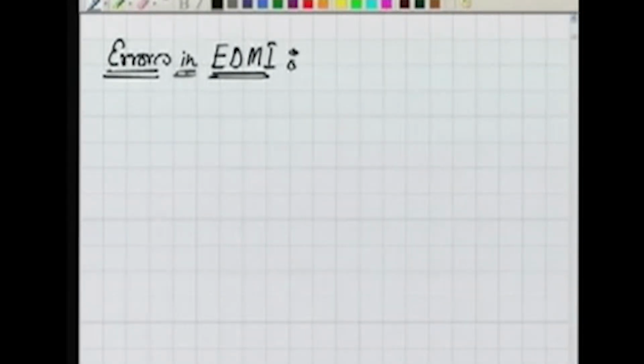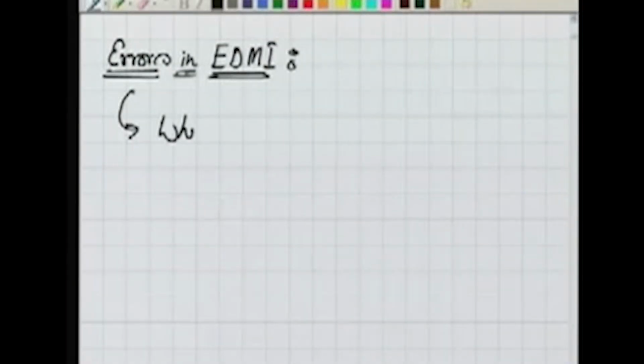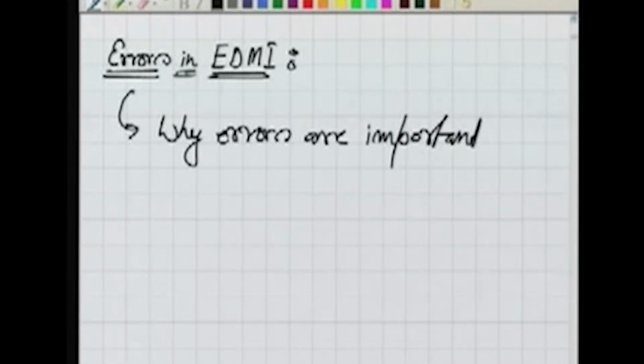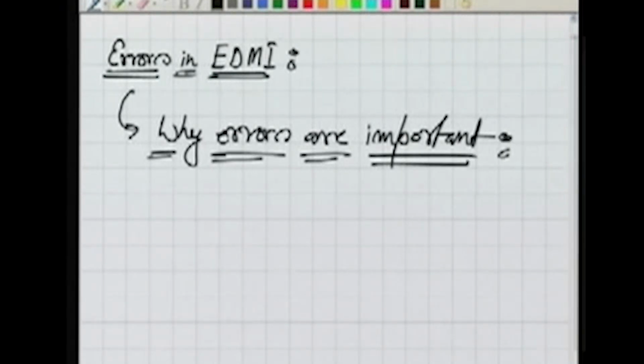Okay, so today we'll start our discussion now after this repetition or recapitulation of the things that we had done so far on errors in EDMI, or what kinds of errors may occur when we are carrying out measurements with electronic distance measuring instrument. Now the important thing here, why errors are important? That's a big question. Not only in case of EDMI, but whatever instrument we are using, why errors are important? Why should we know about the errors?